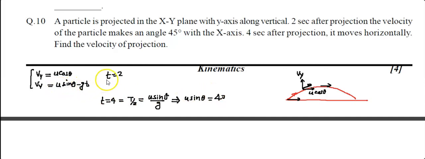G is 10, this is 2. So from here you will get, calculate this u cos theta. So let me write that as well. So that will become u cos theta is equal to 40 and u sin theta is 20. So that will come out to be 20. Now you got two equations between u and theta. What you can do, you can square and add to find the value of initial velocity. When you square and add, you will find theta will get eliminated immediately.